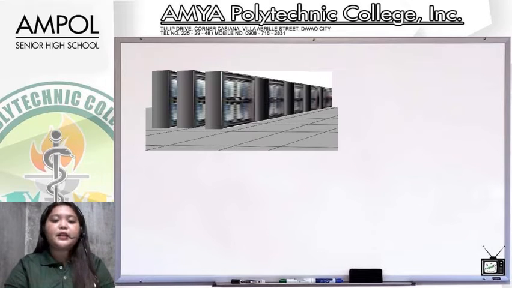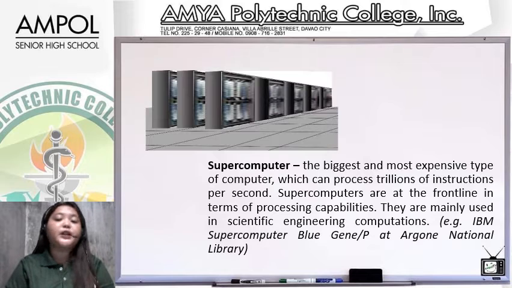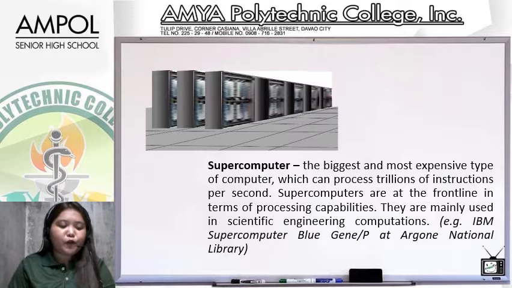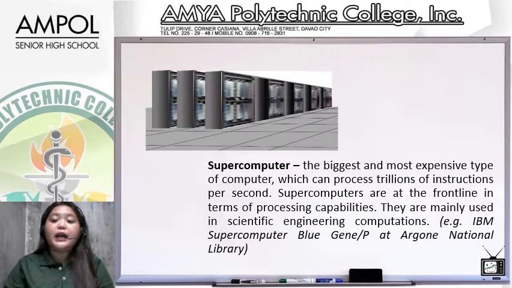This type of computer is what we call the supercomputer. The supercomputer is the biggest and most expensive type of computer, which can process trillions of instructions per second. Supercomputers are at the front line in terms of processing capability. They are mainly used in scientific engineering computations. An example is the IBM supercomputer Blue Gene/P at Argonne National Library.